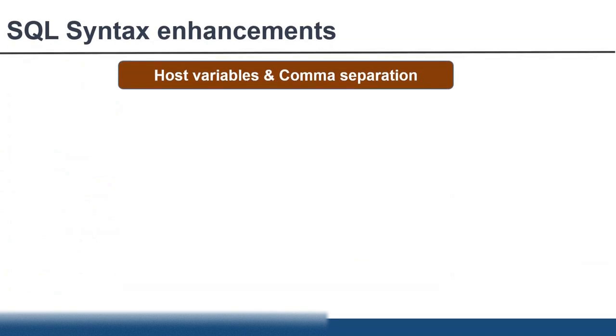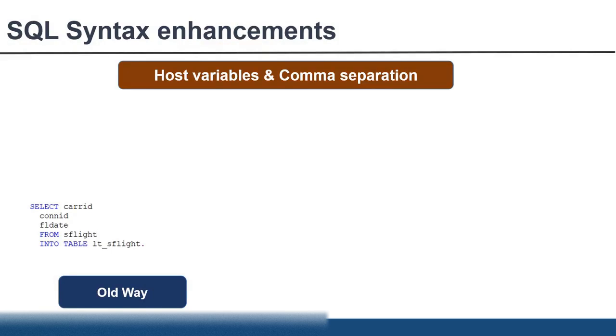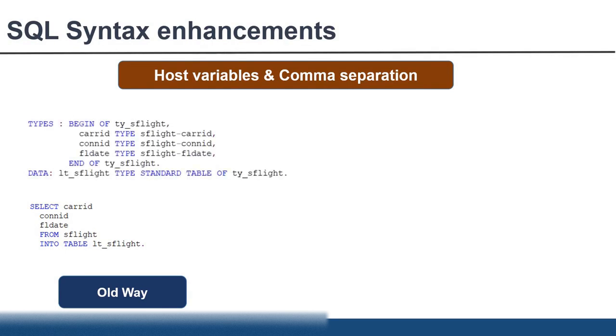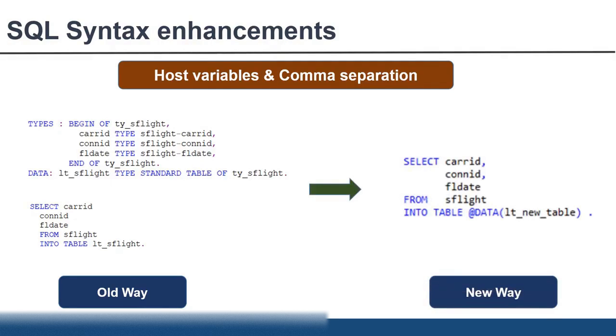Now moving on to SQL syntax enhancements, starting with host variables and comma separation. In the traditional way, you query the table and place the data in an internal table. But before using the internal table, you have to declare it. Now with the new syntax, you can query the table and place the data in the internal table, where the internal table is created during the selection itself, using the keyword DATA along with the host variable @. In that case, you have to separate the fields using comma.